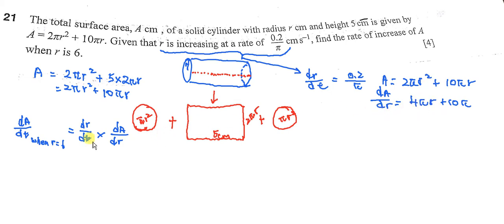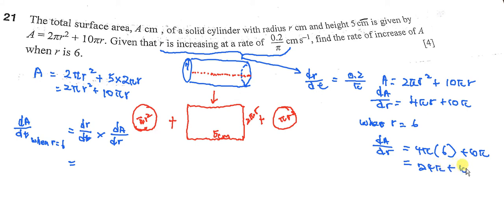So now we can find, by the way, r is a variable, but in this case r equals 6. Find the dA/dt when r equals 6. So what you have to do is, when r equals 6, dA/dr becomes 4 pi times 6 plus 10 pi. So it is 24 pi plus 10 pi. That gives you 34 pi.